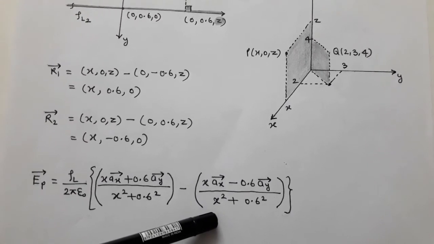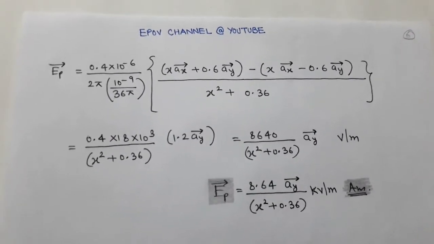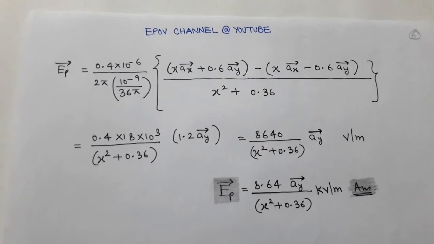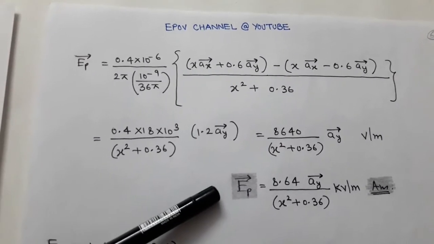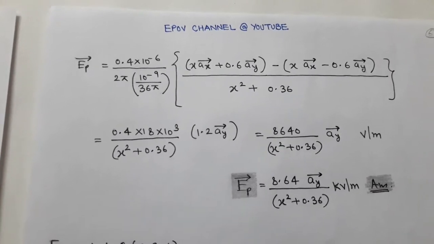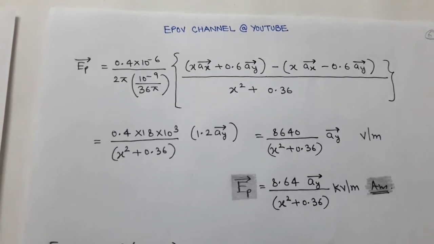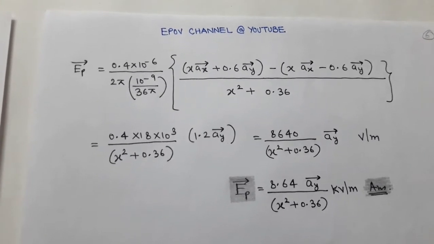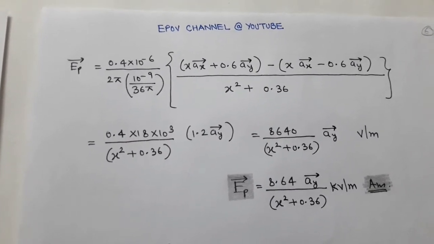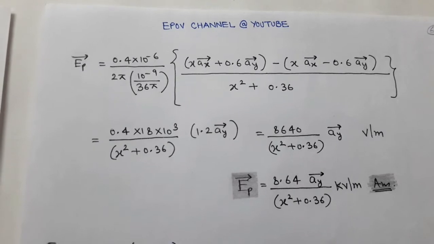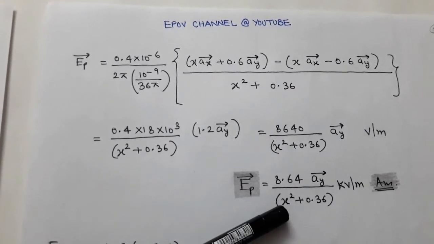So after simplifying and calculating, we can determine the electric field intensity at point P due to both line charges, that are parallel to the z-axis and located at y equals to minus 0.6 and y equals to 0.6. And the answer is 8.64 upon x square plus 0.36 unit vector y kilovolt per meter.